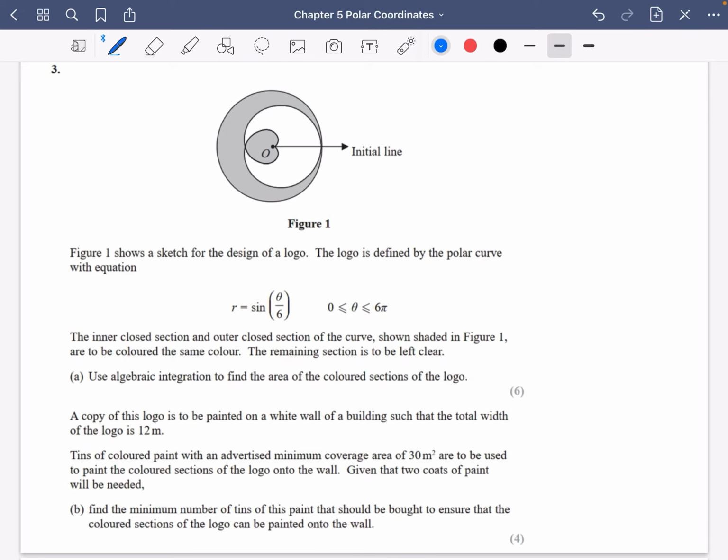The logo is defined by the polar curve with this equation, and it's telling us it's going between 0 and 6 pi. The inner closed section and outer closed section of the curve, as shown shaded in figure 1, are to be coloured the same colour. The remaining section is to be left clear. Use algebraic integration to find the area of the coloured sections of the logo.